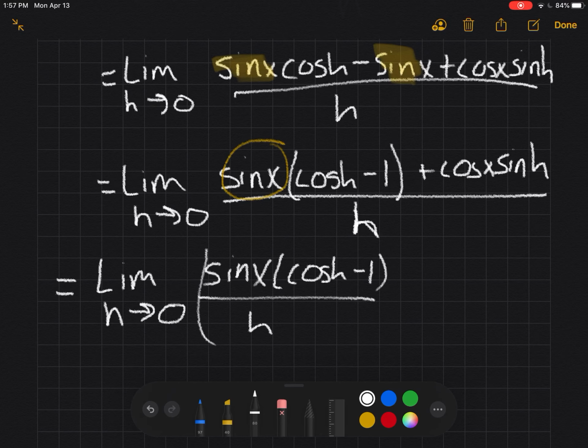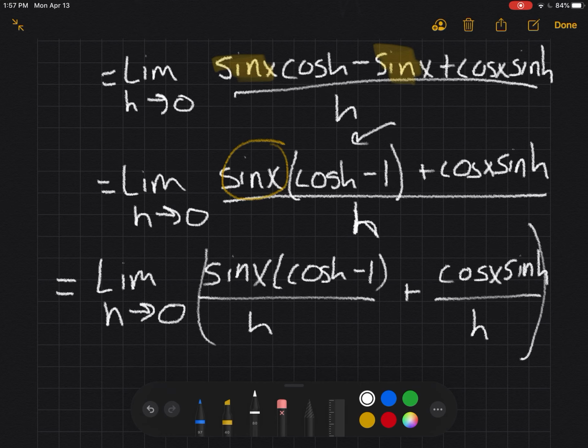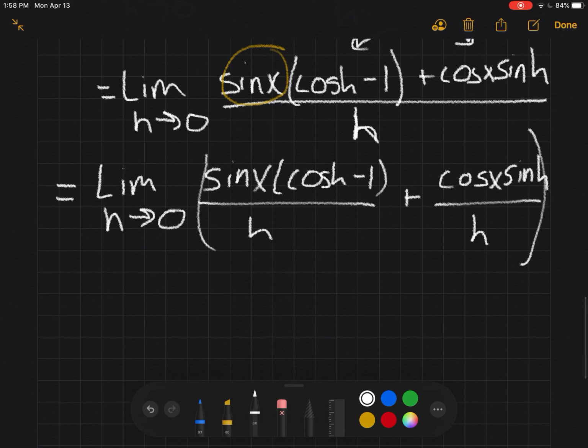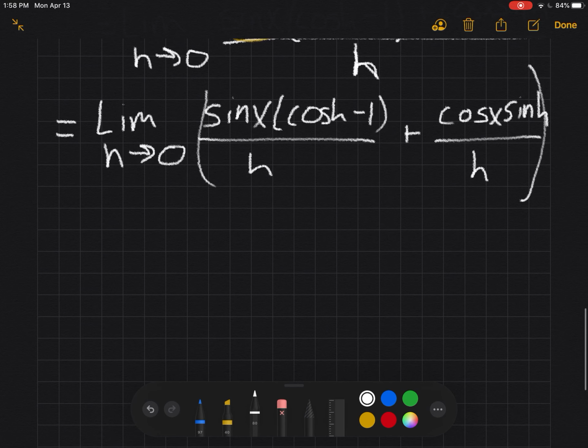So what I'm going to do first, before I do that limit law, is I'm going to use a property of fractions. So we have the limit as h approaches 0 of sine x times cosine of h minus 1 all over h plus cosine x sine h all over h. So what I did was I recognized that I have a common denominator of h, and that I can add these two pieces of my numerator together, and that I can then separate them out like this here.